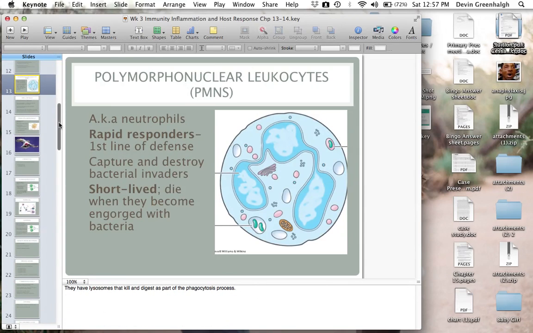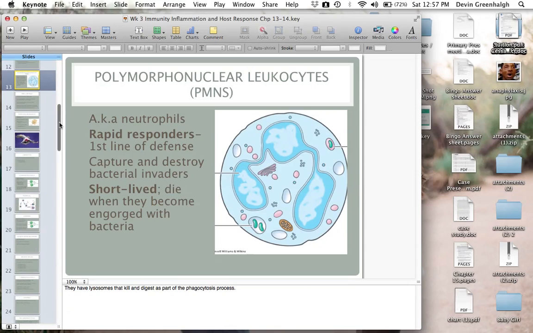Okay, PMNs, polymorphonuclear leukocytes. These are also neutrophils. PMNs, neutrophils, same thing. Now we talked about, generally, these are the rapid first responders. They capture and destroy bacteria invaders, and they're short-lived. Why are they short-lived? Because remember, neutrophils, once they phagocytize or kill, they die, just like a bee dying with a bee sting.